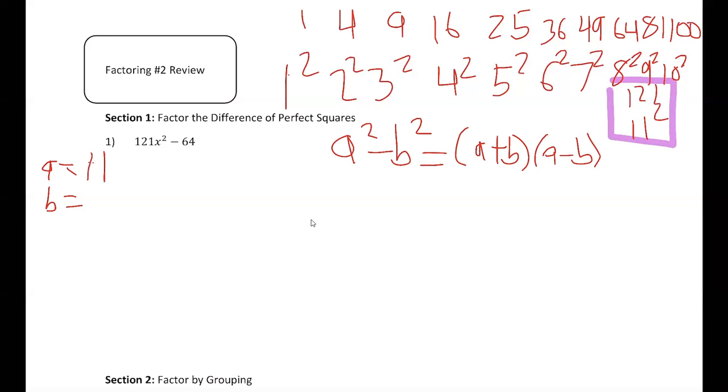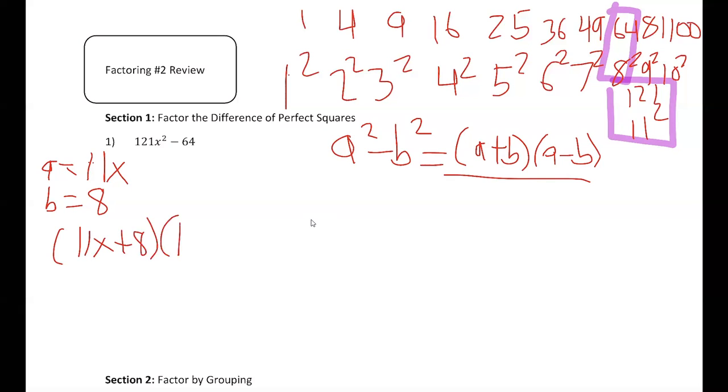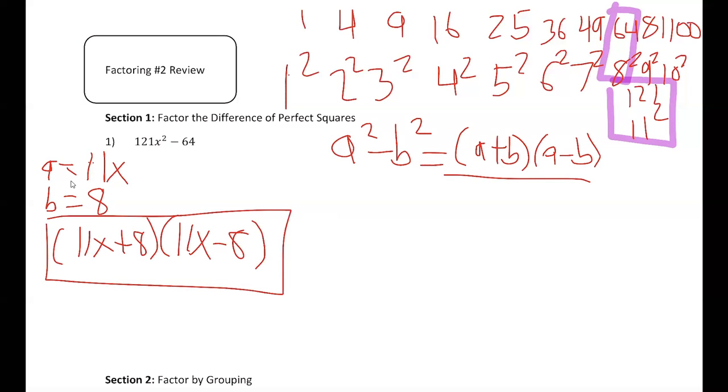So we're going to have 11. Remember, x squared is really x times x. So 11x times 11x would give you that 121x squared. Then we have 64. If you look on our perfect squares, you should see that 8 squared is 64, so that would just be 8. So then you're just going to put it in this general form. So it's a plus b, so 11x plus 8. And then you do a minus b, so 11x minus 8. And that is your answer. But you want to make sure you're figuring out what your a and your b are, and then just putting it in this form.